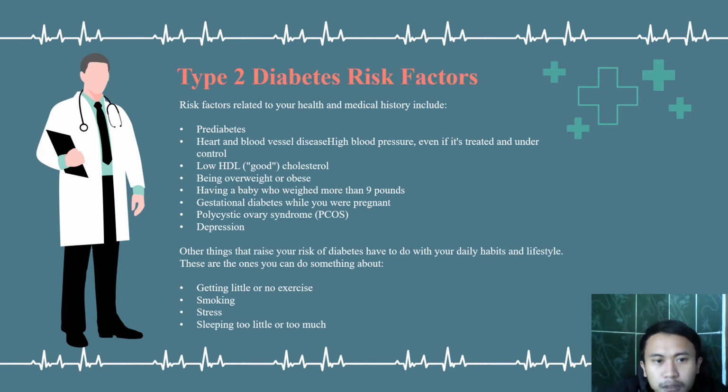Type 2 diabetes risk factors. Risk factors related to your health and medical history include: first, prediabetes; second, heart and blood vessel disease, high blood pressure even if it is treated and under control; third, low HDL or good cholesterol; fourth, being overweight or obesity; fifth, having a baby weighing more than 9 pounds; sixth, gestational diabetes while you were pregnant; seventh, polycystic ovary syndrome; eighth, depression.